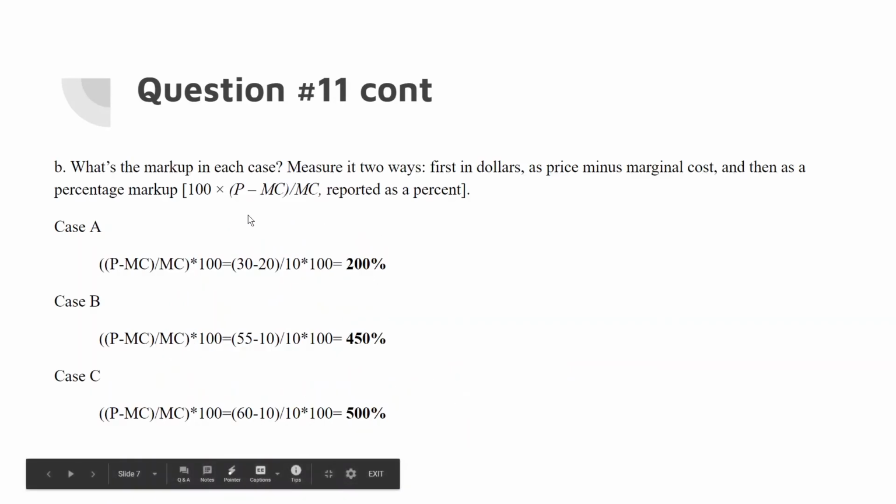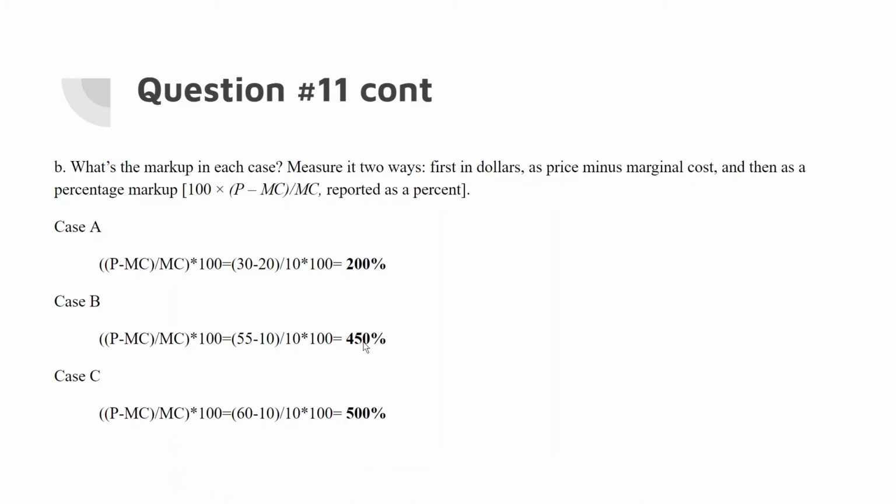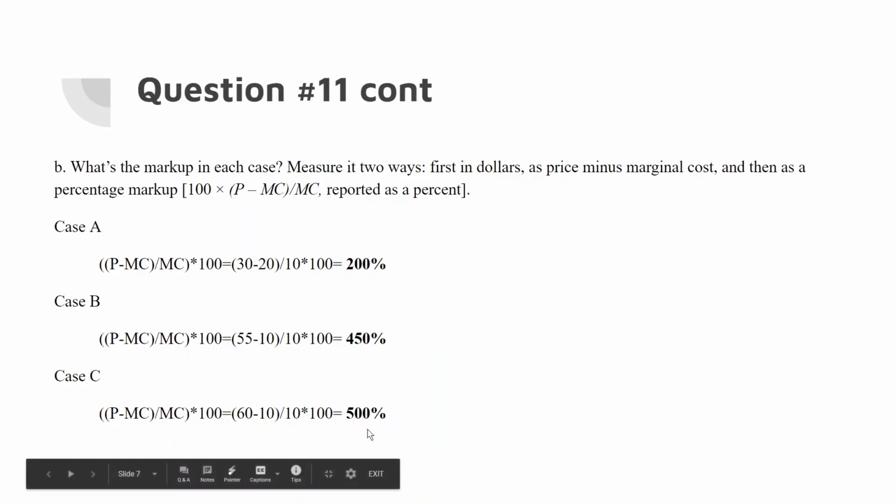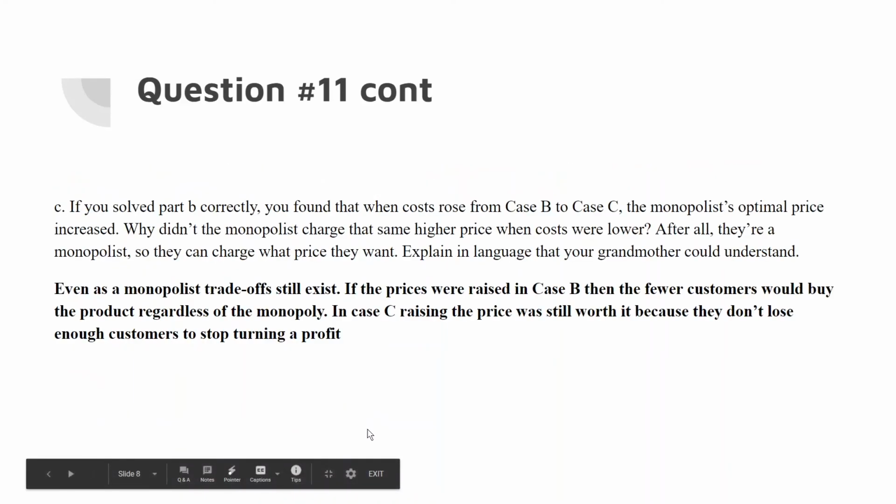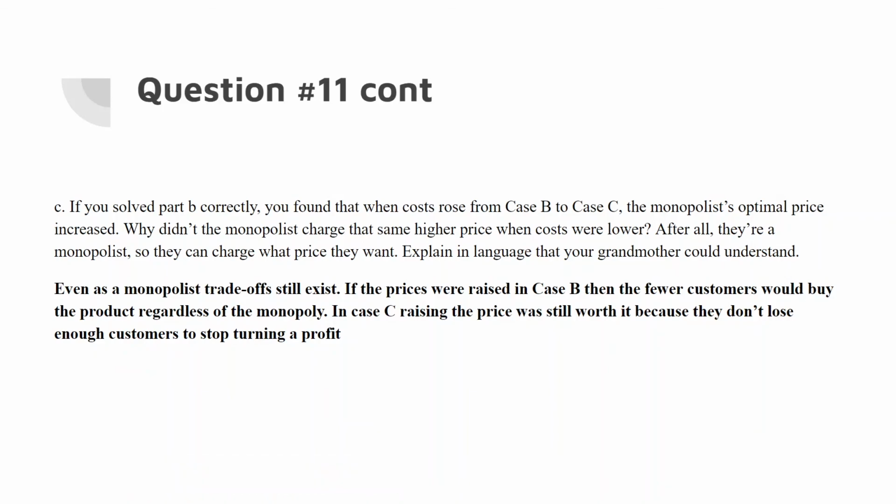Then, based on the formula that's given for percent markup, you can figure out that case A has a markup of 200%, case B at 450%, and case C 500%. And then with case C, in a way that you can explain to your grandma, everybody has to deal with trade-offs, even monopolists. In the case of case B, if you were to raise that price higher, even though it's a monopoly, fewer people would buy the product. And unlike with case B, in case C, they found that, due to the marginal cost, raising the price was worth it, even though they would have fewer customers.